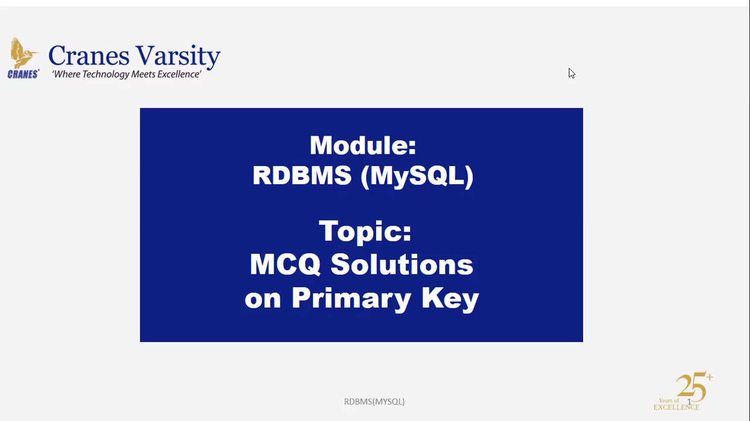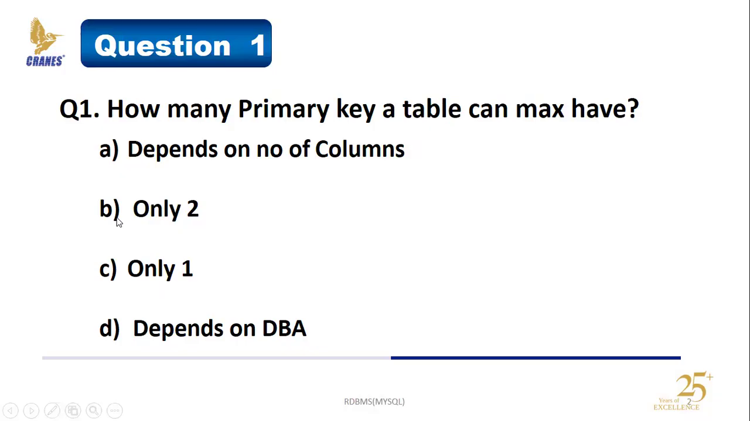Hi, I am Basuraj. Today we are going to see one of the important constraints in MySQL, that is primary key. One of the simple MCQ questions asked on this topic is, how many primary keys can a table have? Option A: depends on the number of columns; B: only two columns; C: only one; D: depends on the DBA. These are the four options given. The right answer for this question is only one.